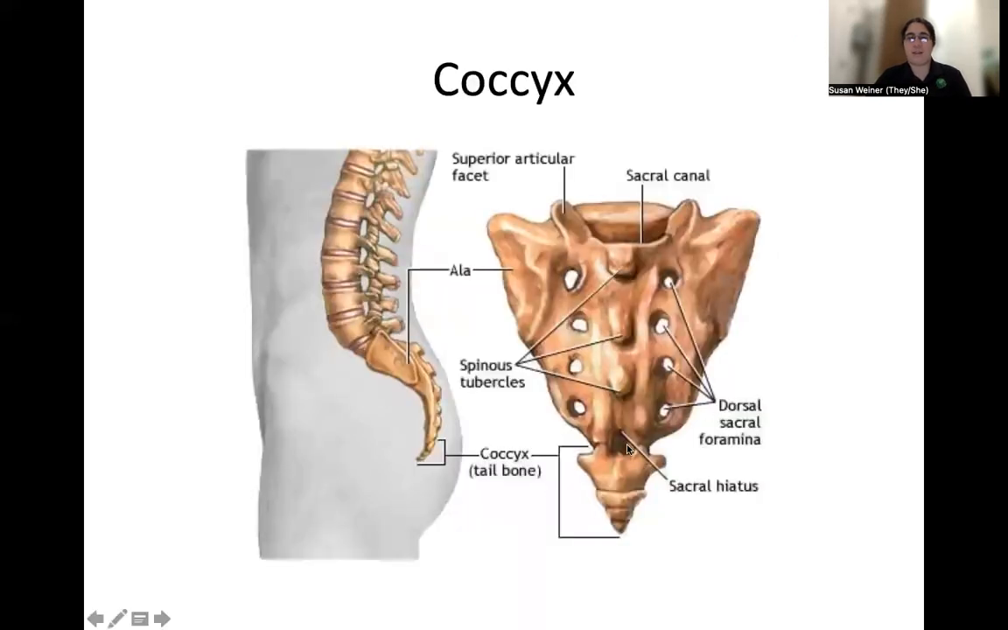So here's our coccyx again. You can see it curled in. Now, this is going to look a little bit different in males versus females. We'll take a look at that as we continue on.